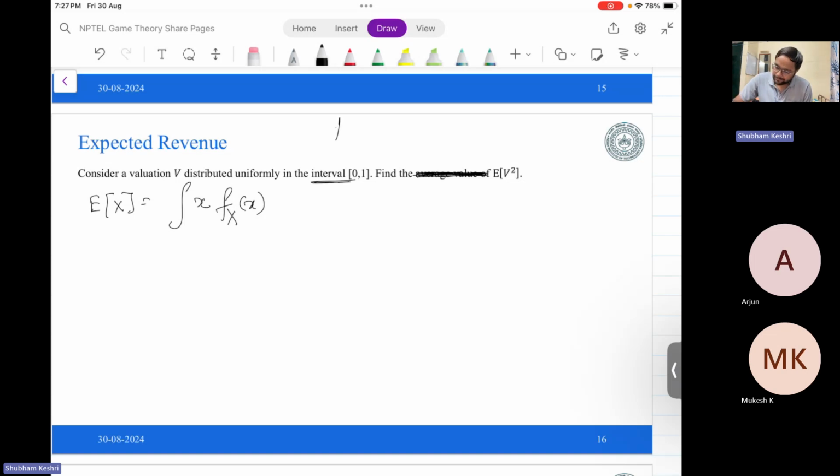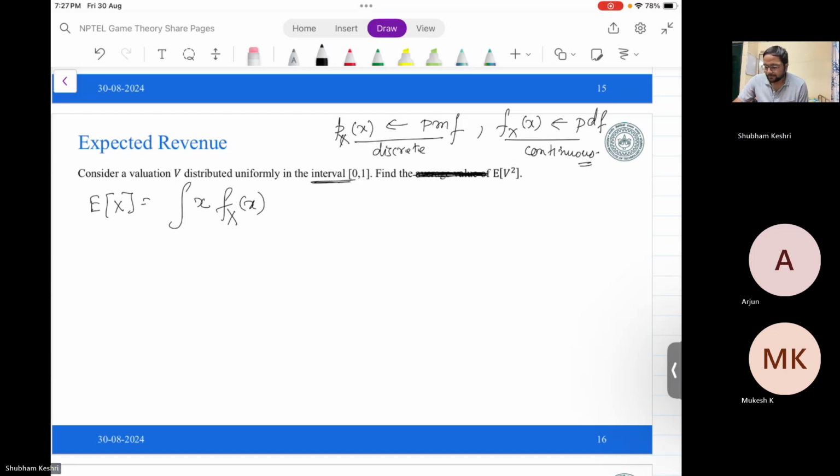Probability mass function, so P capital X of x, is defined for discrete random variable. We have F capital X of x, which is actually the probability density function, and this is defined for continuous. So this is for discrete and this is for continuous. Both are kind of similar things. So this is the expectation of x.